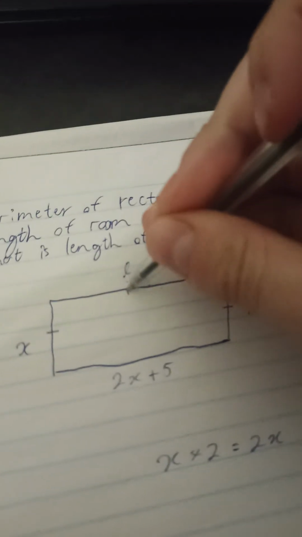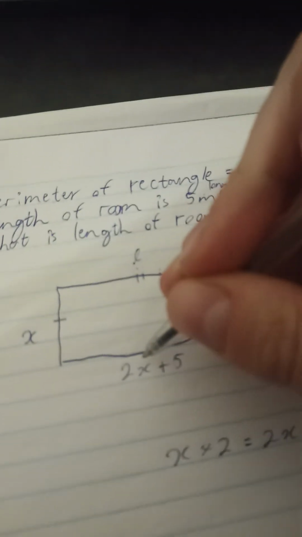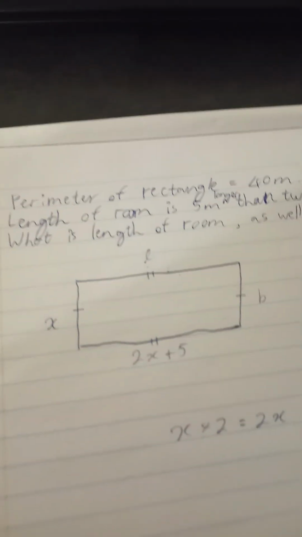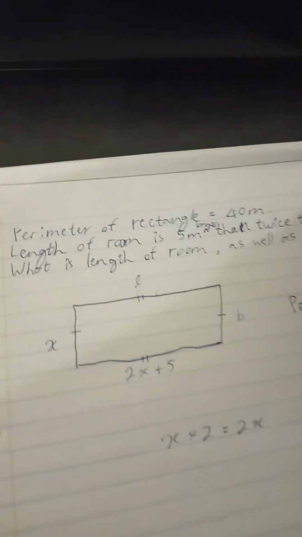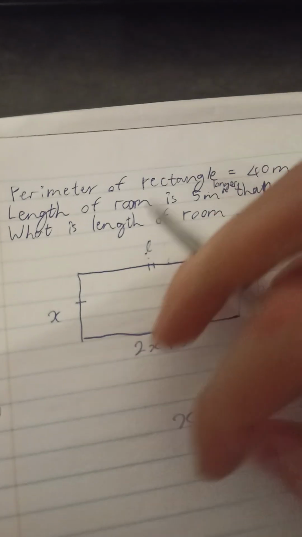And it also means that this side is now equal to this side. That's what opposite sides are equal. That's the one I tried to get in the beginning, but for some reason I couldn't get it.